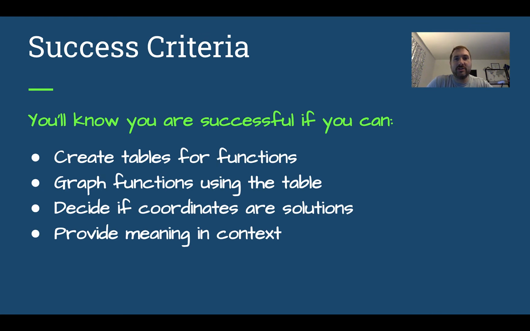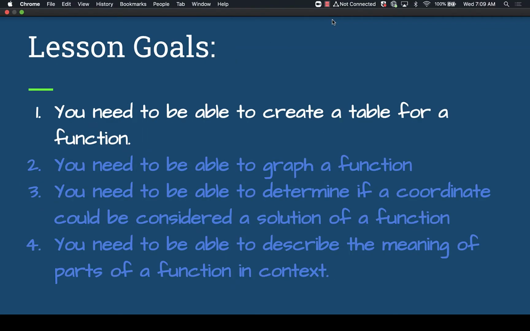After this lesson, you'll know you're successful if you can create tables for the functions, graph the functions using the table, decide if coordinates are solutions, and provide meaning in context. First, let's focus on our goal to create a table for a function.